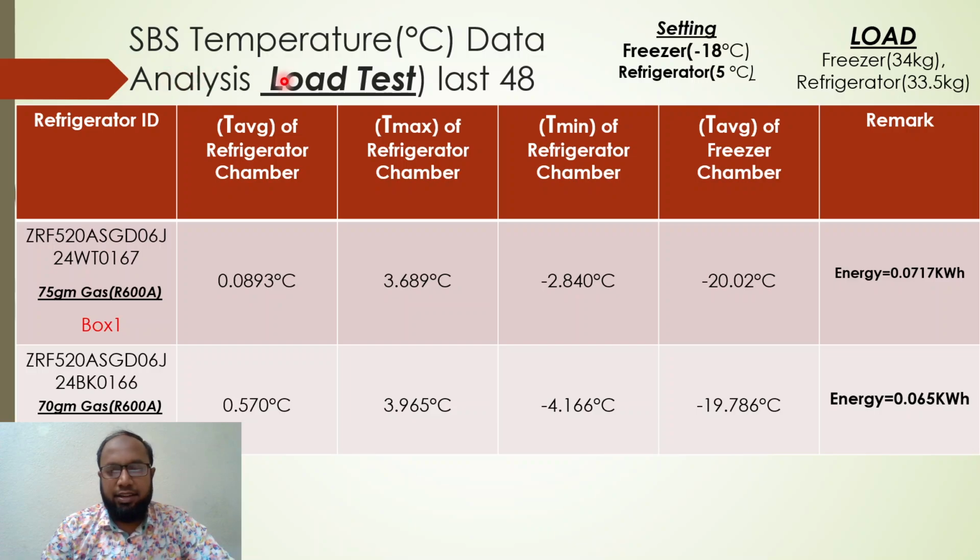This is the final report of this refrigerator. Here we are showing the refrigerator ID. This is the refrigerator barcode. If we scan the barcode, then our refrigerator performance test will be started. In this refrigerator, we are fixing 75 gram of gas. The gas name is R600A. And the unit we are testing is named box 1.